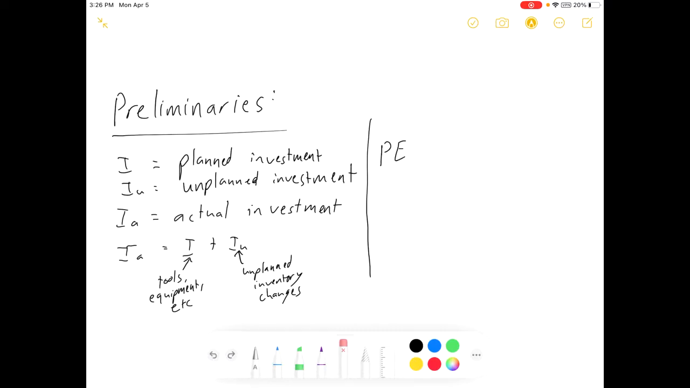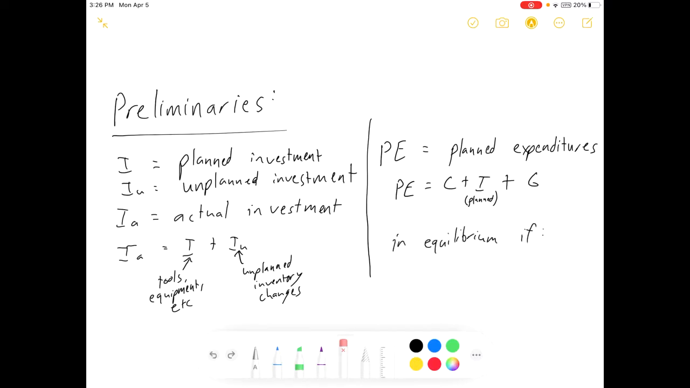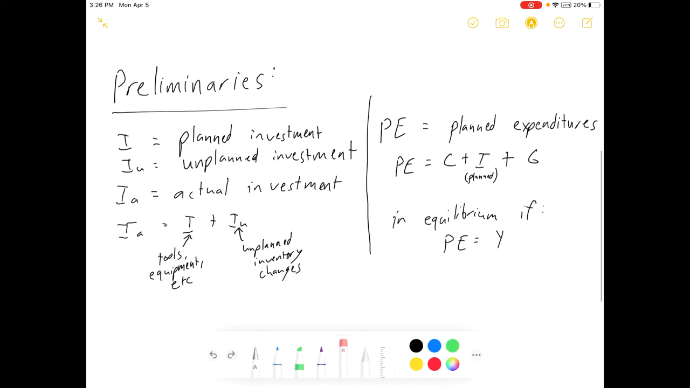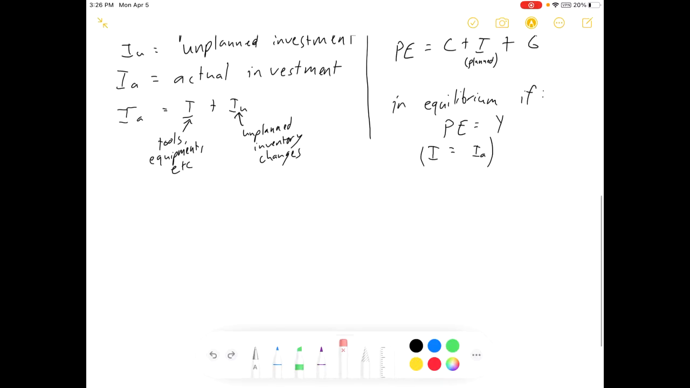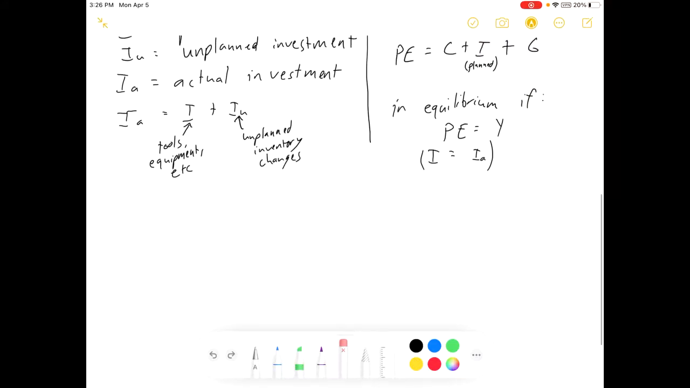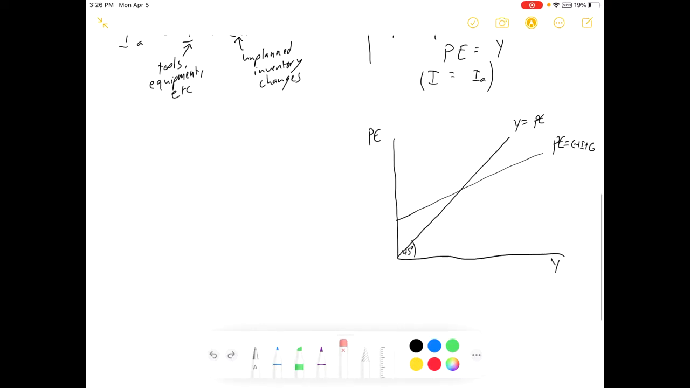And then we have planned expenditures, which is PE, and PE is equal to consumption plus planned investment plus G. So remember, I is planned investment. And we are in equilibrium in our macroeconomy if planned expenditures equals GDP. Another way of saying that is if actual investment is equal to planned investment. Another way of saying that is if there is no unplanned investment.